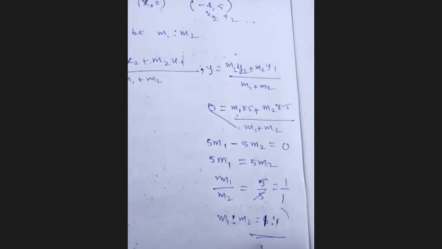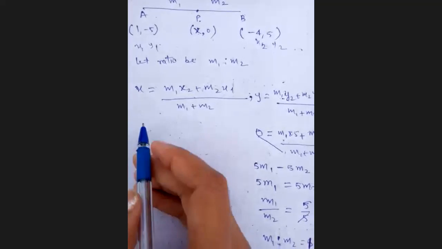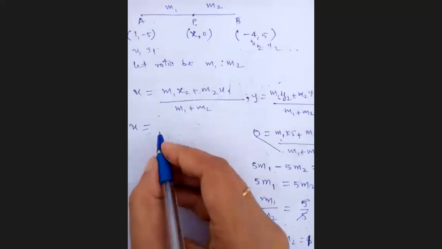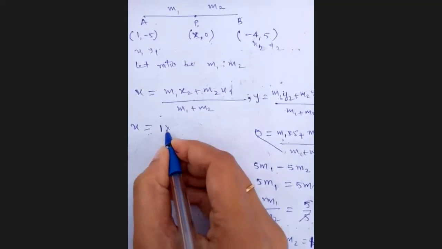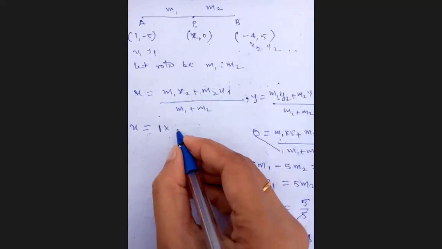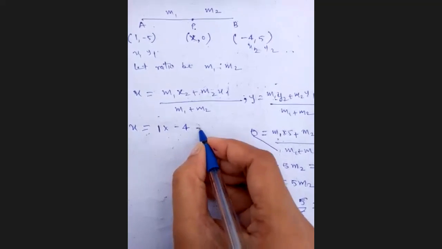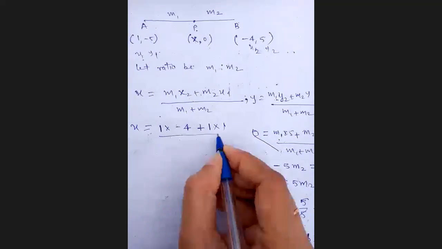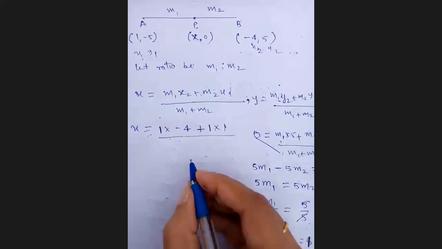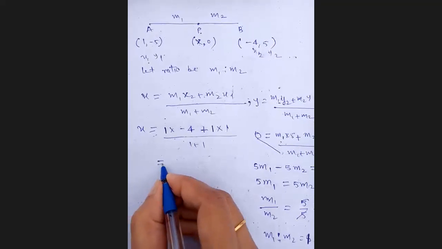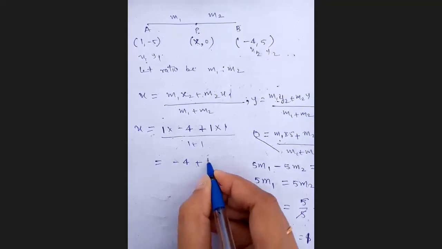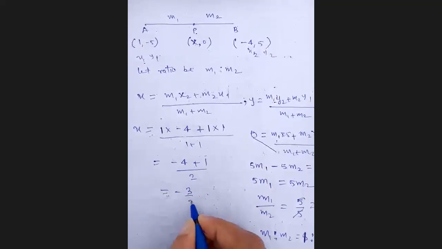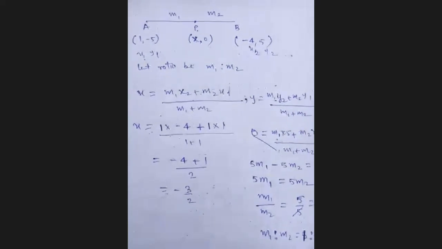We can place the value of this m1 m2 in this x coordinate, okay. X is here as x, you will write m1 m2. तो आप यहाँ इसकी वैल्यू प्लेस कर सकते हो 1 into what is your x2 -4, okay, plus m2 is also 1 into x1 is what, 1 upon m1 plus m2. So 1 plus 1. Now this is -4 plus 1 upon 2. What will be your answer, -3/2. So -3/2 we are getting as x.